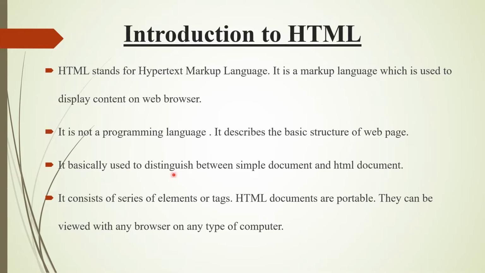It is basically used to distinguish between a simple document and an HTML document. It consists of a series of tags like hyperlink, heading tag, paragraph tag, and anchor tag. These are the tags which are used in HTML. And HTML documents are portable, meaning that they do not depend on one machine. They can be viewed from any browser or any type of computer system.